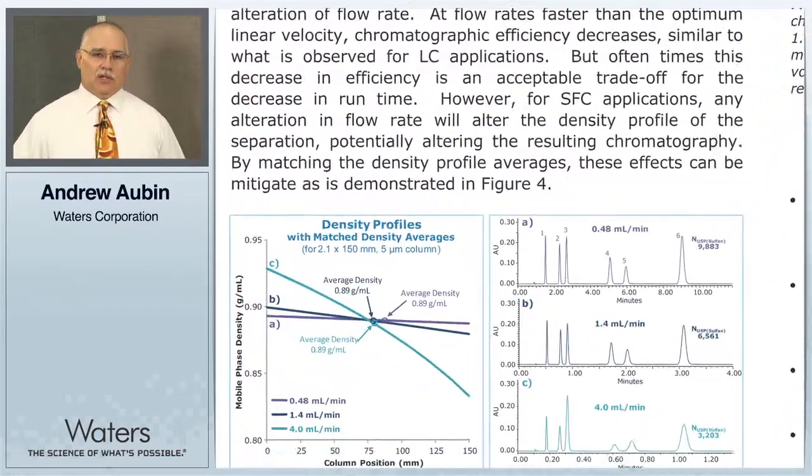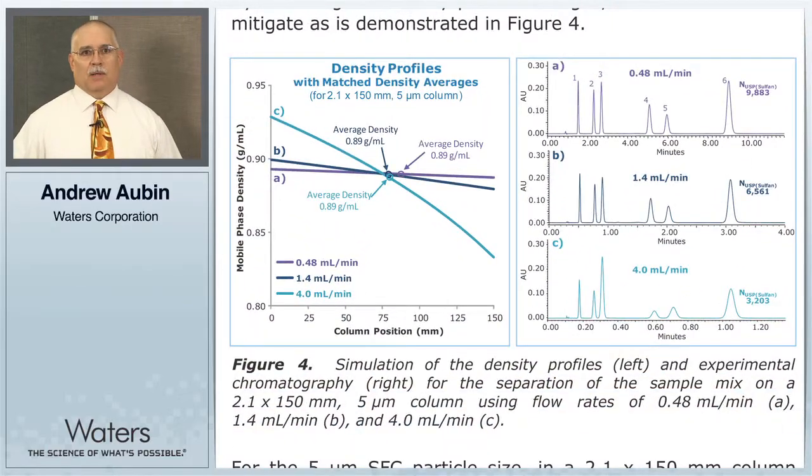We can further illustrate this process by modifying flow rate. Of course, as you know, if we modify flow rate, that will modify pressure, that will modify density. If we apply the same principle of keeping our average pressure the same across our column, even when we start changing flow rates, we can keep our chromatography very similar. That's in the next figure.